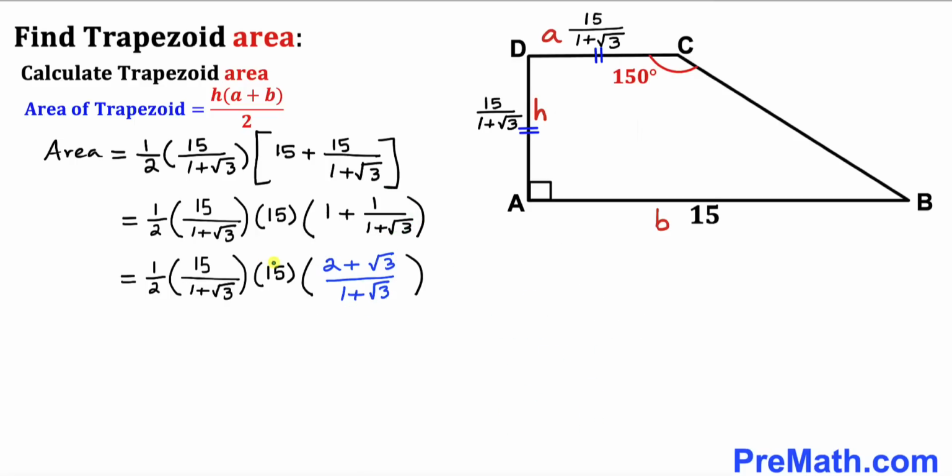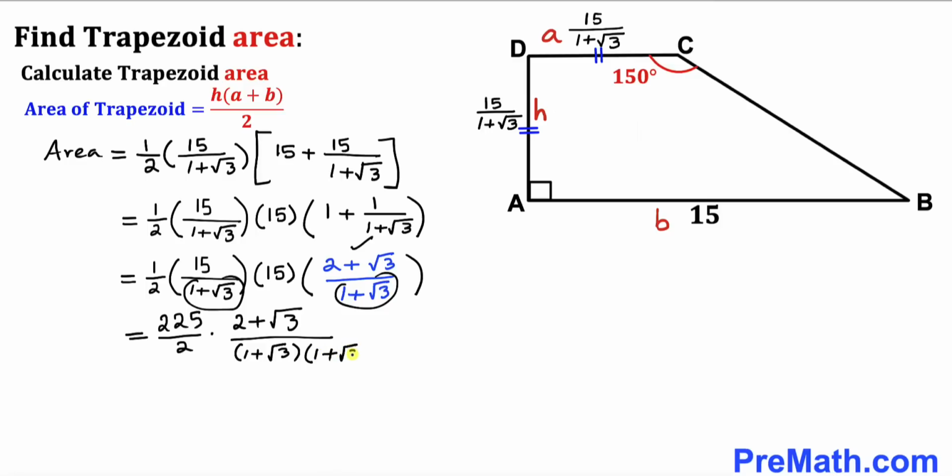And here's our next step. Let's go ahead and multiply 15 times 15. That is going to give us 225, and then we have a 2 at the denominator. So therefore we can write this one as 225 divided by 2 times, we have this one on the top, 2 plus square root of 3 divided by this times this. I can write 1 plus square root of 3 times 1 plus square root of 3 as well. And now let's focus on this denominator part. And here I have copied it down.